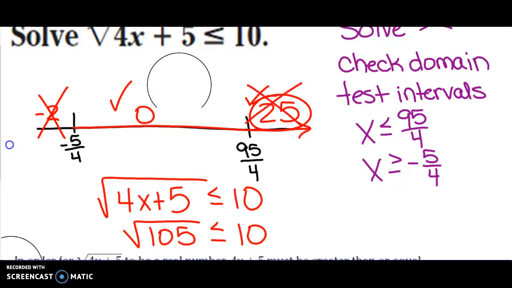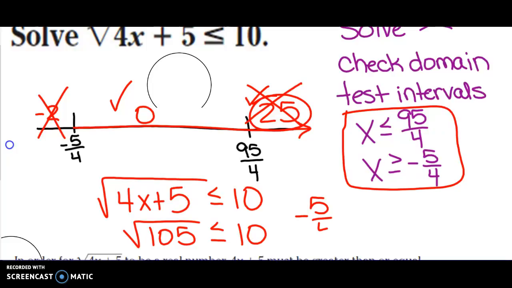So it basically stays as the intervals that you have already right here. And all we're going to do is write them out in one inequality. We're going to say negative 5/4 is less than or equal to x, and that's less than or equal to 95 over 4.